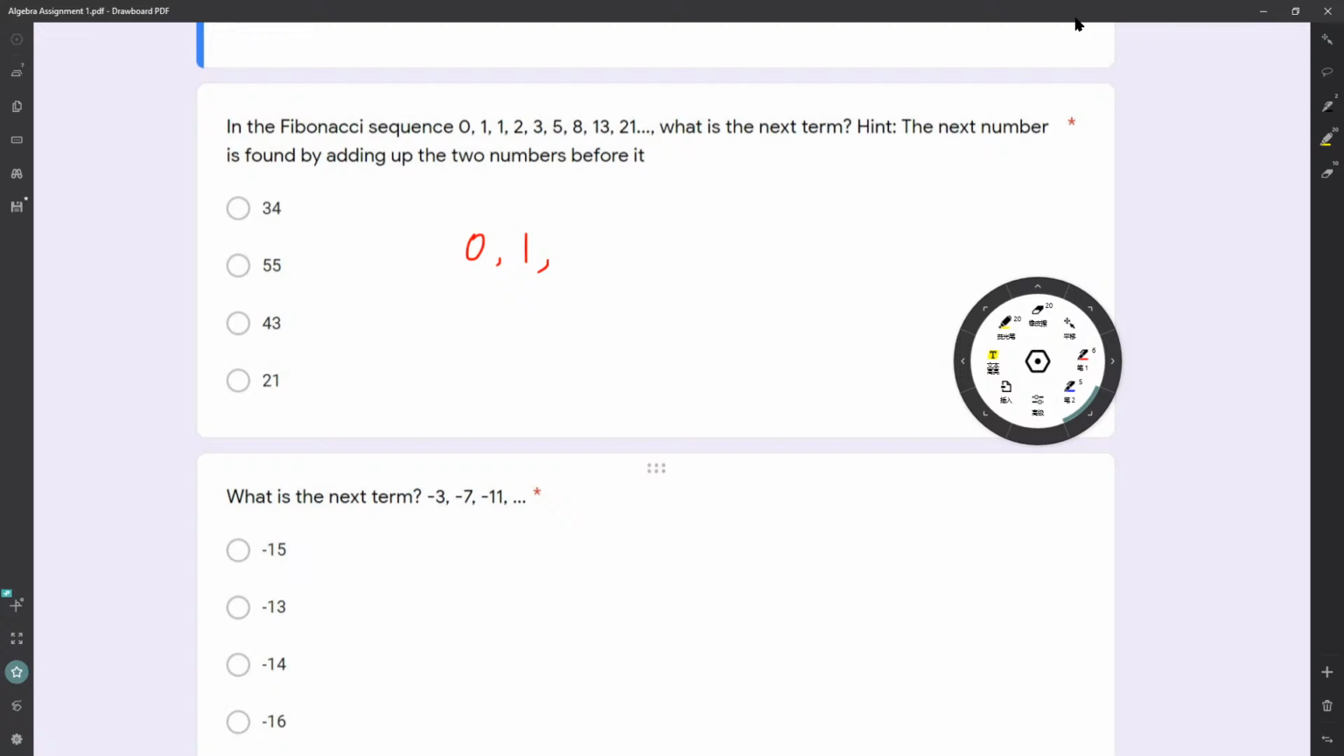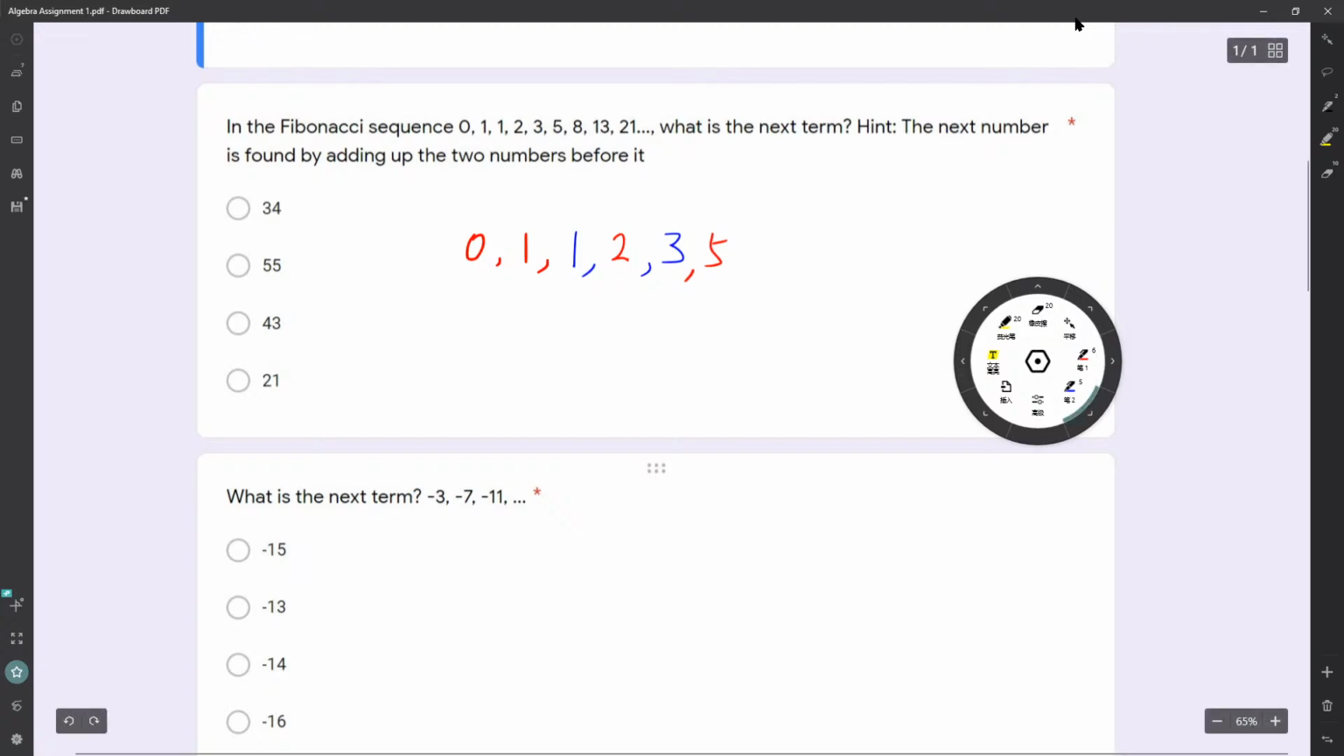So the third will be the sum of 0 and 1, and that's going to be a 1. The next term is going to be the sum of 1 and 1, which is a 2. The next term is the sum of 1 and 2, and that's going to be a 3. And the next is the sum of 2 and 3, which is a 5. So you can see it's the sum of the previous two terms.